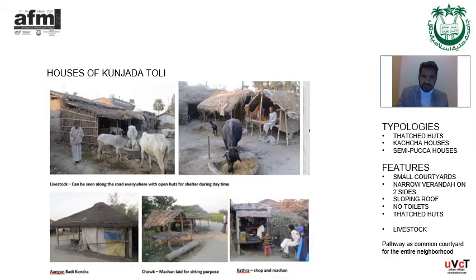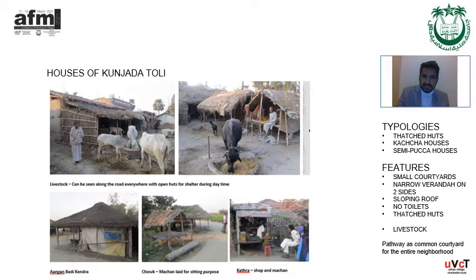Houses of Kunaratuli. Kunaratuli have thatched huts which are mainly constructed by the family members themselves. These huts are very small in size. They do not have a courtyard. For them, a street acts as a common meeting area for the children to play, as well as a space for their livestock.